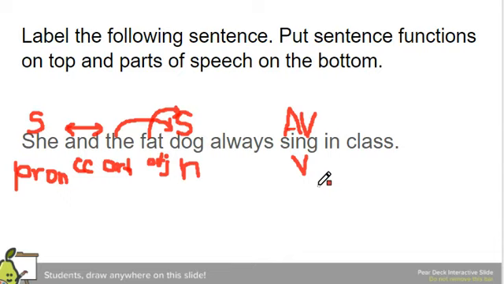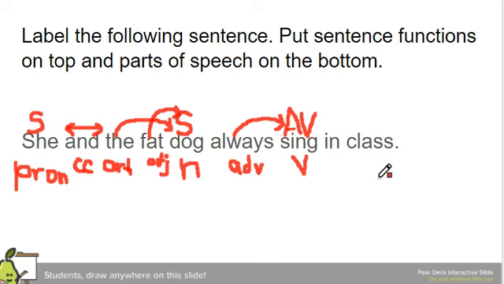Okay, then we've got always. What does always tell us? It tells when we sing, right? So that's modifying the word sing, giving you a little more information about it. Okay, and what kind of words modify verbs? Adverbs. So adjectives take care of the nouns. Adverbs take care of everything else when it comes to modifiers.